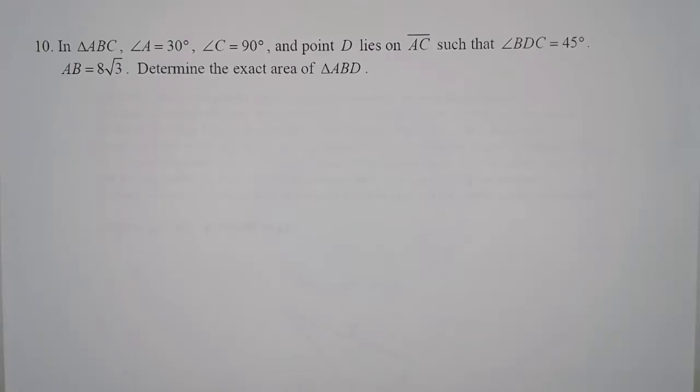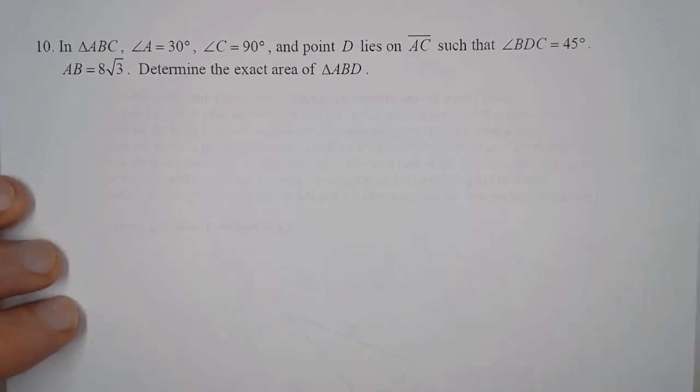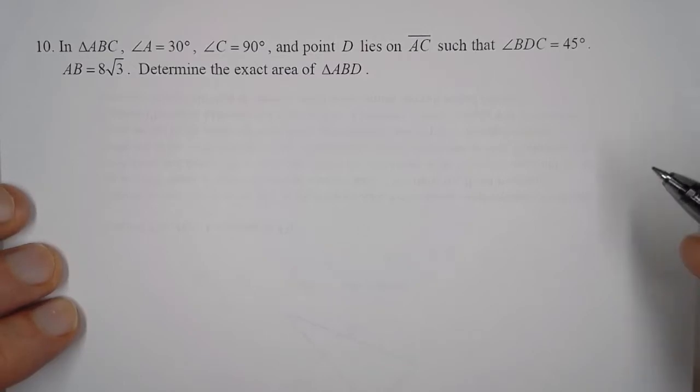In this problem, it says in triangle ABC, angle A is 30, angle C is 90, and the point D lies on AC such that angle BDC is 45 degrees. They also tell us that AB has a length of 8 square root of 3. So we want to determine the exact area of triangle ABD.